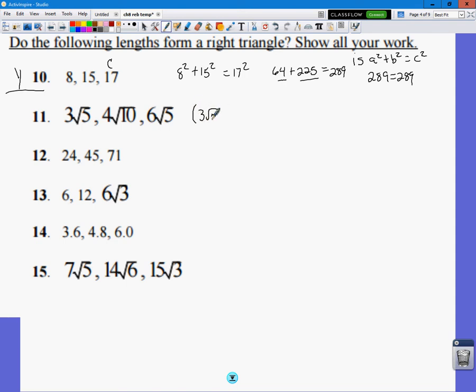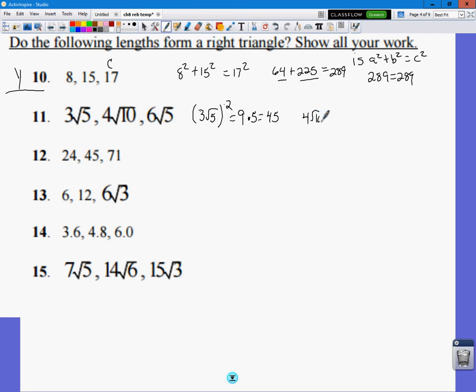3 square roots of 5, squared. When you square 3 square roots of 5, you're squaring each individual part. So you're taking 3 squared, which is 9, and you're taking the square root of 5 squared, which is 5. And 9 times 5 is 45. I'm going to do the same thing with the next two.